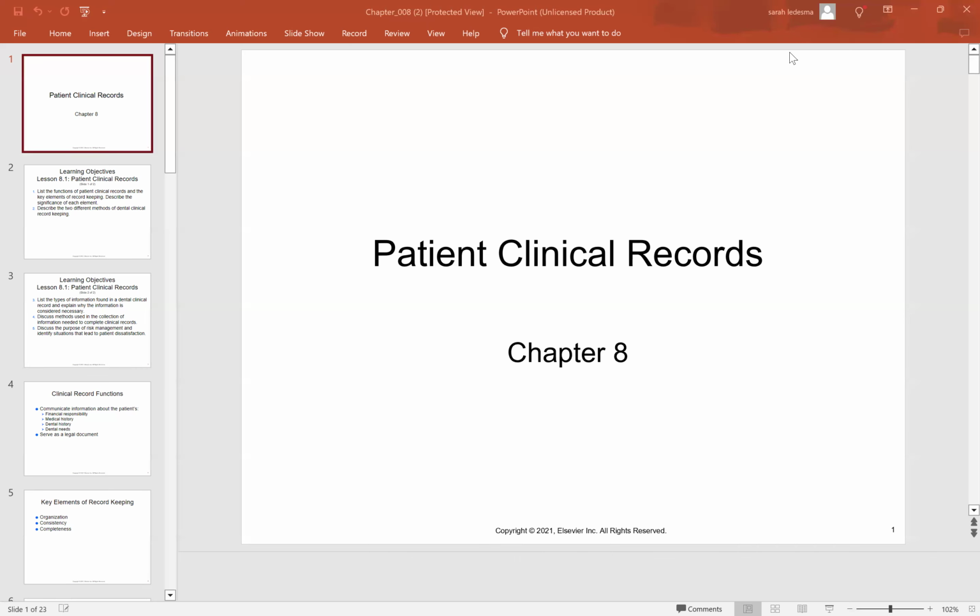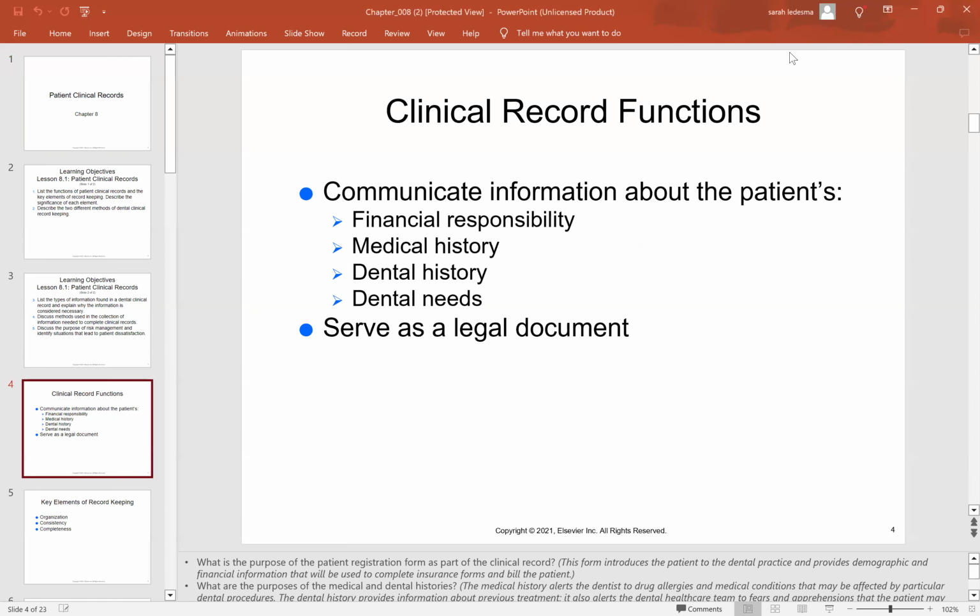This is Chapter 8 out of your ADA book, Patient Clinical Records. So in this lecture, we're going to talk about the clinical record and some of our guidelines for keeping those records. The clinical record is a way to communicate information about the patient's financial responsibility, medical history, and dental needs. The clinical record is going to serve as a legal document.